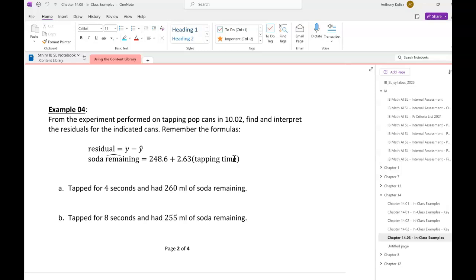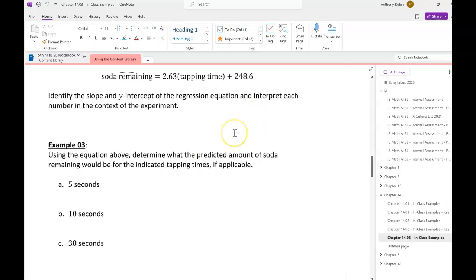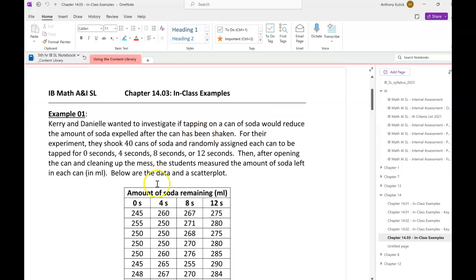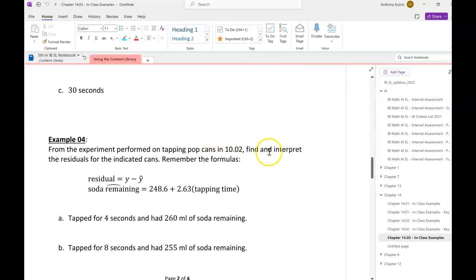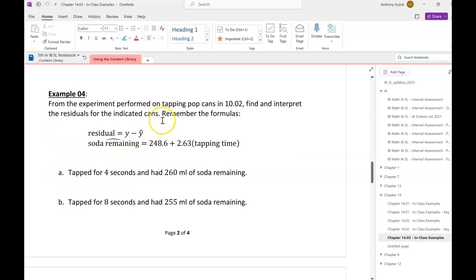All right. From the experiment performed on tapping pop cans in 10.02. What is 10.02? I think that just must be this example one. Find and interpret the residuals for the indicated cans. Remember the formula. The residual equals y minus y hat, and this was our regression equation. So what about the can where we tapped for 4 seconds and had 260 milliliters of soda remaining? Who can calculate the residual for this?